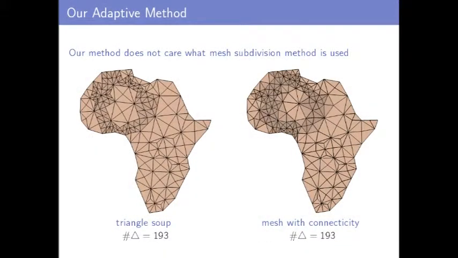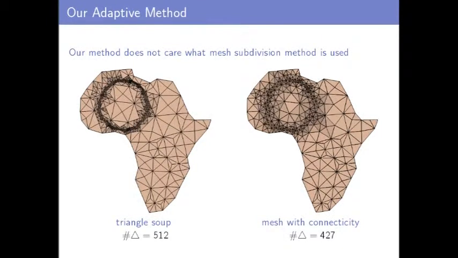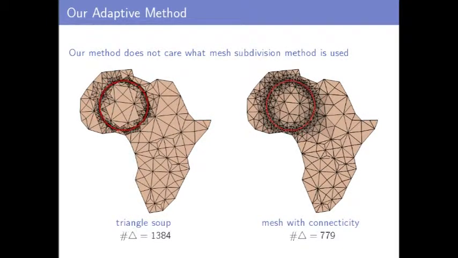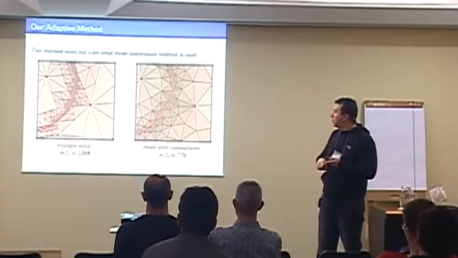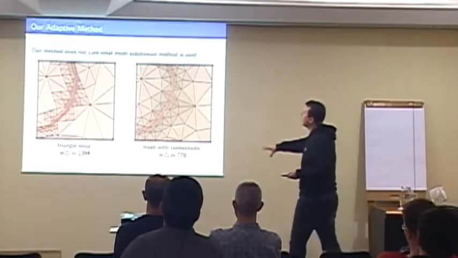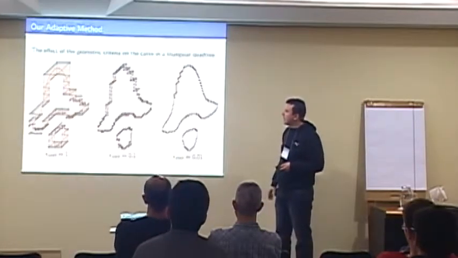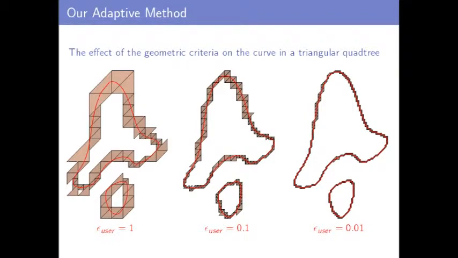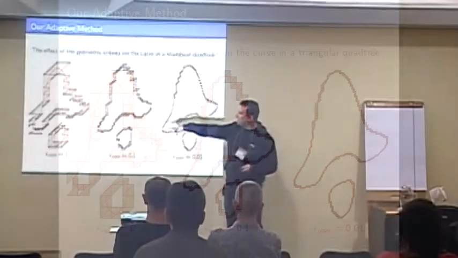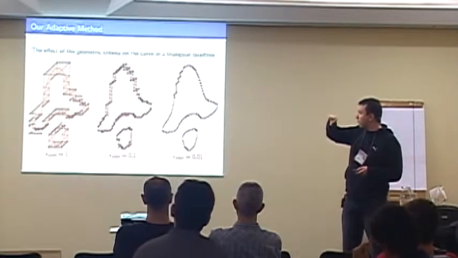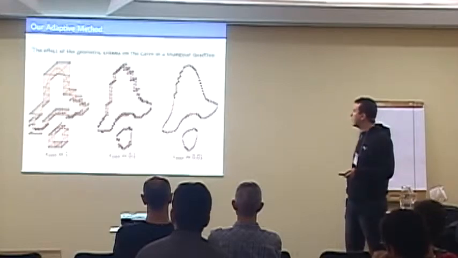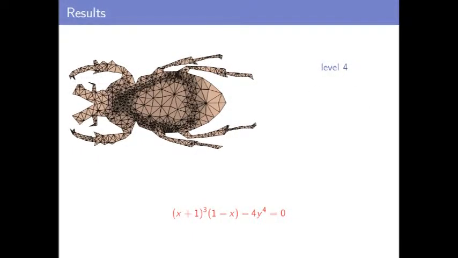Now the results, we have many more triangles in that case, and we will zoom into this image. You can see in that case you have T nodes on the vertex. In this case, we have a conformal mesh. The effect of the geometric criteria in our method: in regions of high curvature, you have small triangles. In regions where the curve is flat, you have big triangles. And now some results.